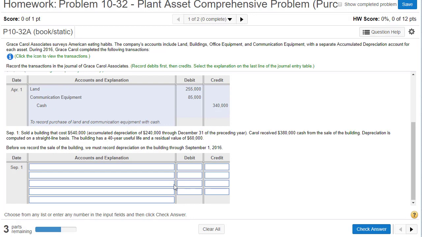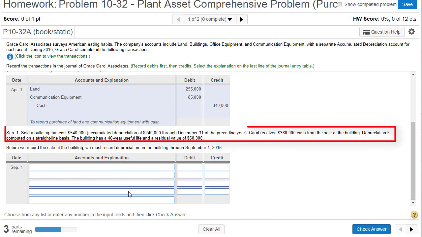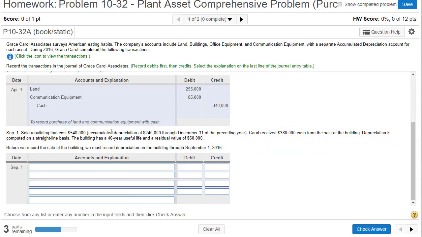All right. Now, on September 1st, we sold a building that cost us $540,000. Accumulated depreciation of $240,000 was as of December 31st of the preceding year. Carol received $380,000 cash. Depreciation is computed on a straight line basis. The building has a 40-year useful life and a residual value of $60,000.